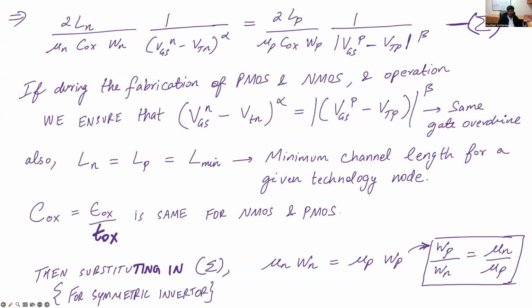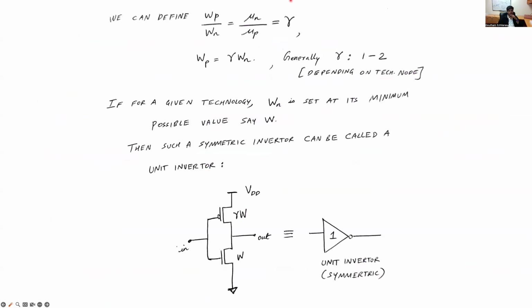If we assume these things are valid, depending on the design of our NMOS and PMOS in operation, then substituting in this equation, we find that to design a symmetric inverter, the equation becomes: the mobility of the electrons times the width of the NMOS equals the mobility of the holes times the width of the PMOS. Or the ratio of the widths of the PMOS and NMOS is just the ratio of the electron mobility to the hole mobility. So we have this rule for designing a symmetric inverter, in which the width of the PMOS over the width of the NMOS has to be mu n over mu p, which we can set as some value gamma.